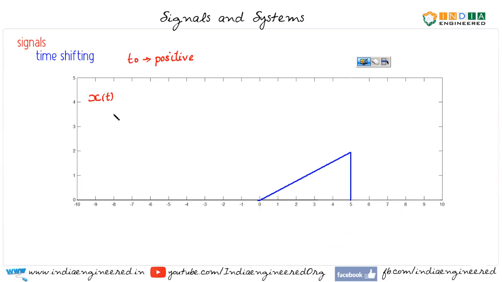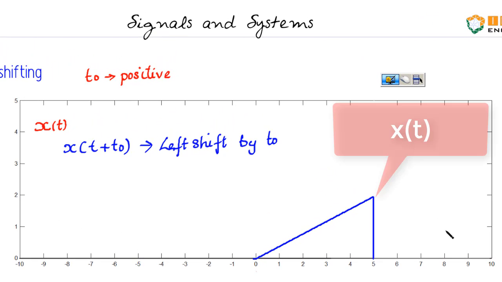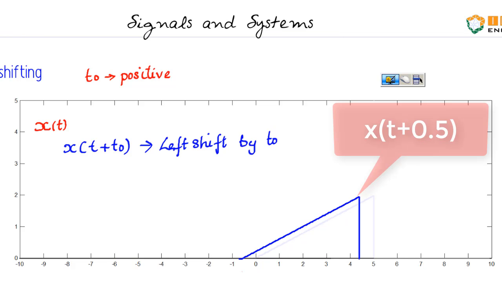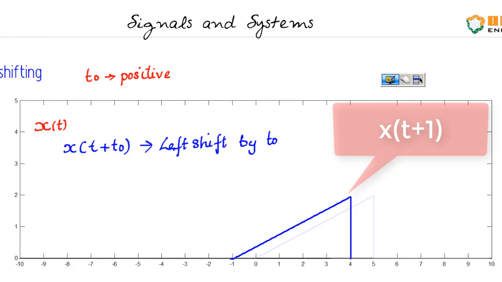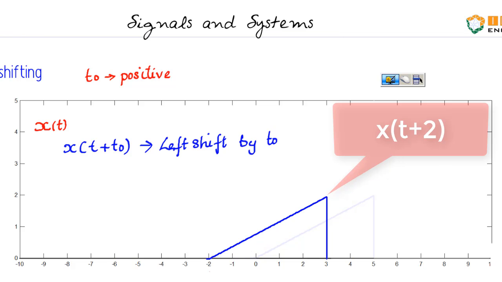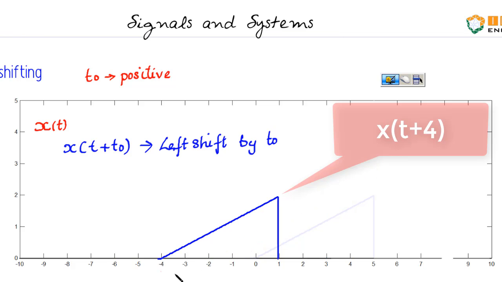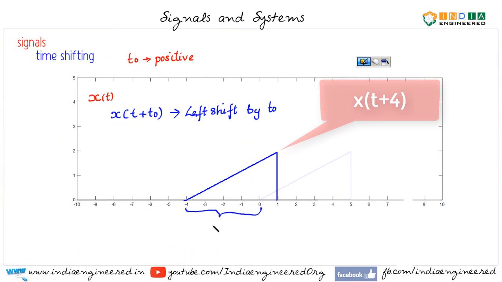Now let's consider x of t plus t naught. With t naught being positive, this means the signal will be left shifted by t naught. So let's say here we have our original x of t, and this will be x of t plus 0.5, this will be t plus 1, this will be t plus 2, this will be x of t plus 4, and so on. Here we can see that the signal is shifted by 4 units.